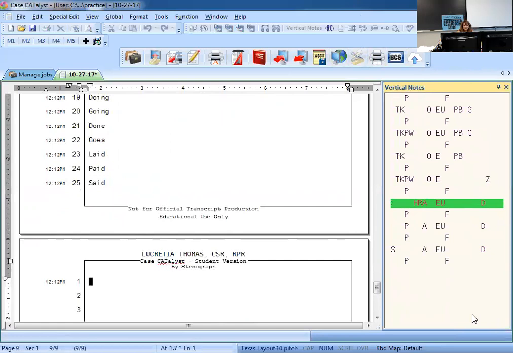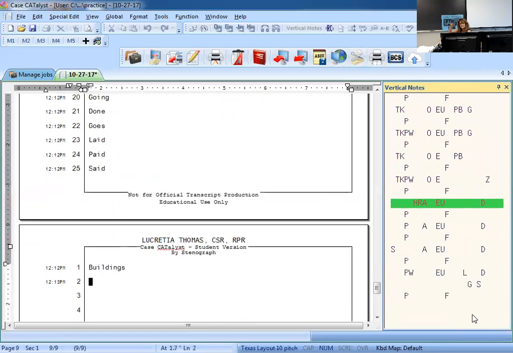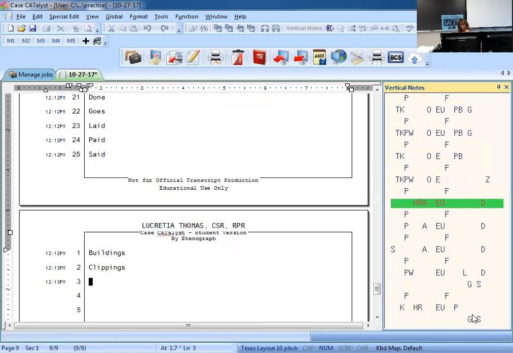Now it says words ending in I-N-G-S are written as follows. So this is the I-N-G-S. Buildings is going to be build and then just G-S, you all, because the G represents the I-N-G, put the S with it. It's ings. You're going to add the S. You've got clippings: clip, come back, G-S. Dealings: deal, come back, G-S.